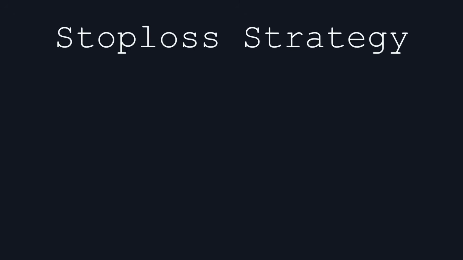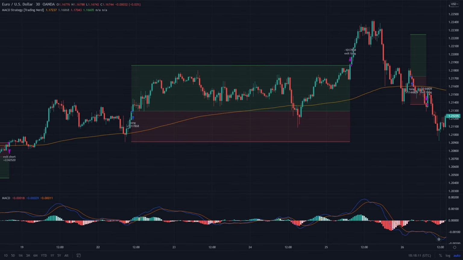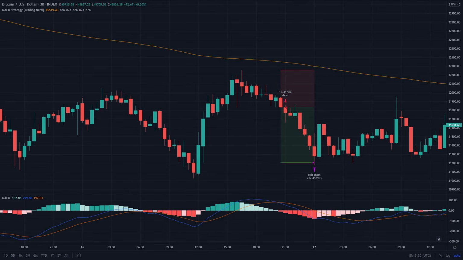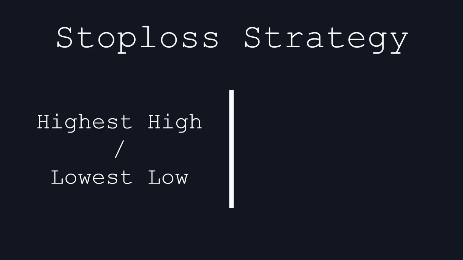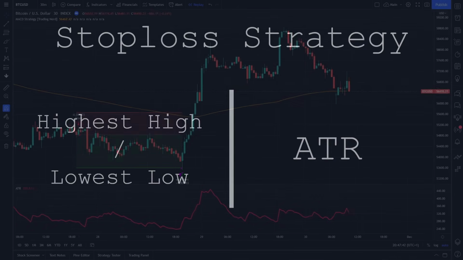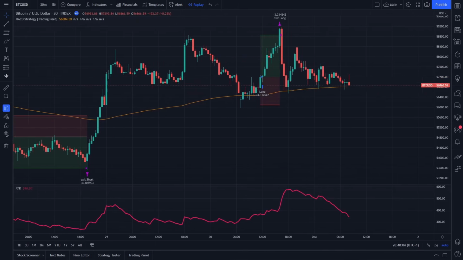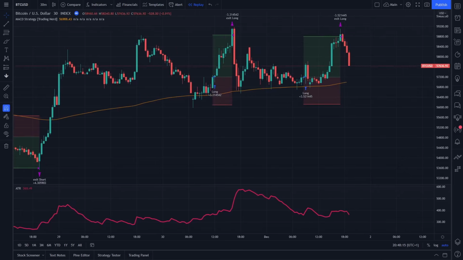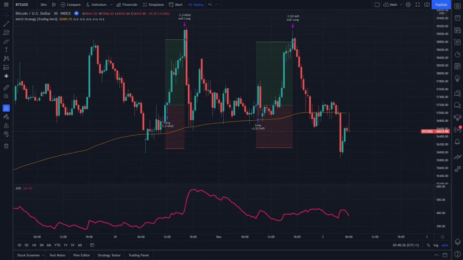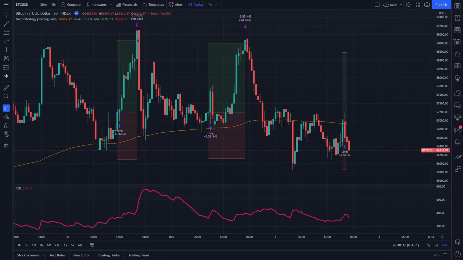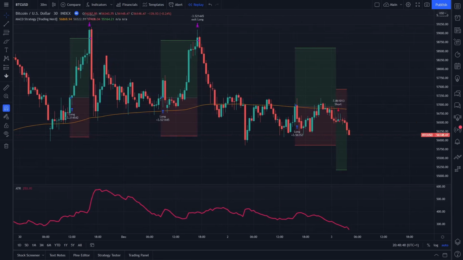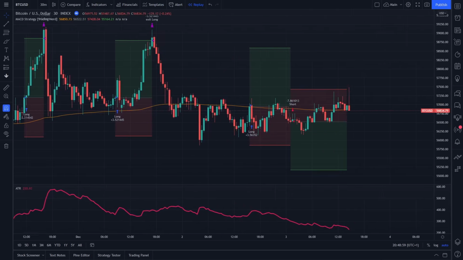We have two options for our stop loss strategy. First, we use the lowest low of the last X candles for a long trade or the highest high of the last X candles for a short trade and place there our stop loss. The second option is to use an ATR based stop loss. The ATR is a volatility indicator. We will use the ATR value and multiply it by a factor and then calculate our stop loss. For a long trade, we will subtract this result from our entry price, and for a short trade, we will add it to the entry price.